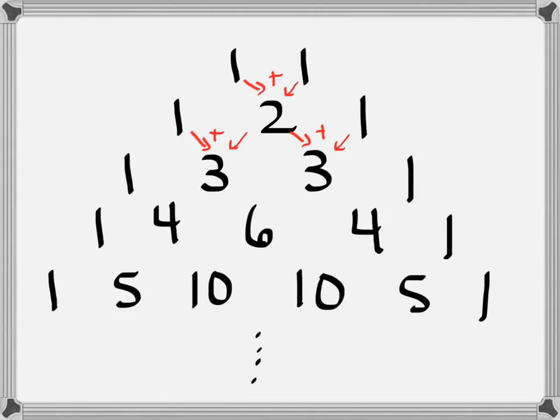The next one would be 1, 4, 6, 4, 1. We get the 4 by adding the 1 plus 3. The 6 we get by adding the 3 plus 3, and then the 4 is 3 plus 1. And then the next line would be 1, 5, 10, 10, 5, 1, and the pattern continues.